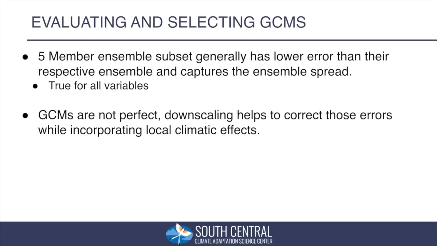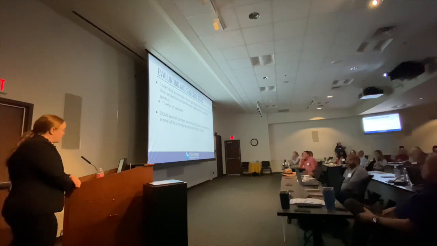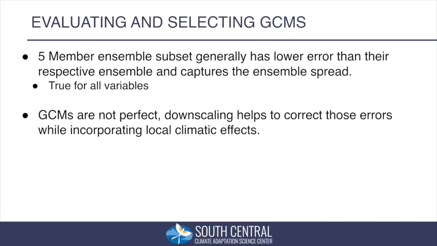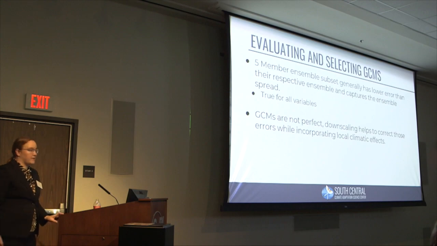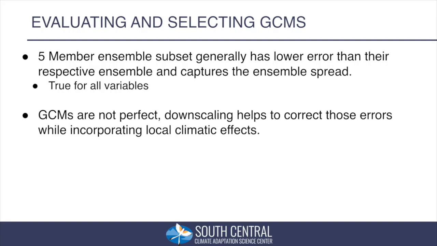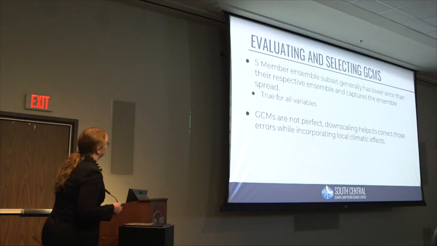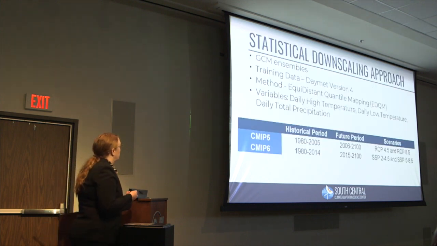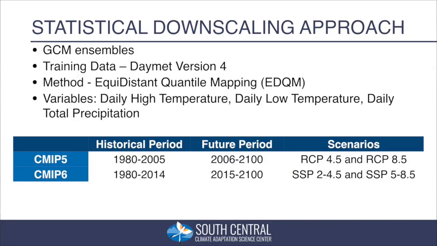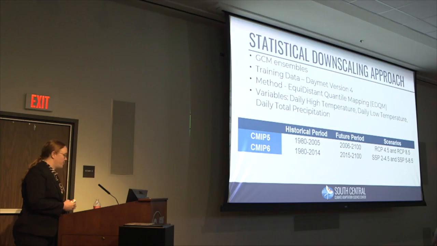This is where the downscaling comes into play, in that it helps to correct many of those errors that you did see in there while incorporating a lot of the local effects that help to cause some of those errors to begin with. Well, they're not represented in the global model, hence it causes some of that error to begin with. Anyway, now the next step, of course, in this is the actual statistical downscaling approach.